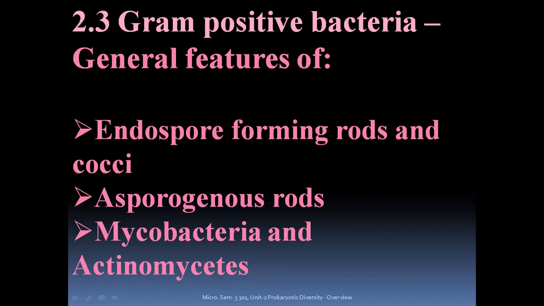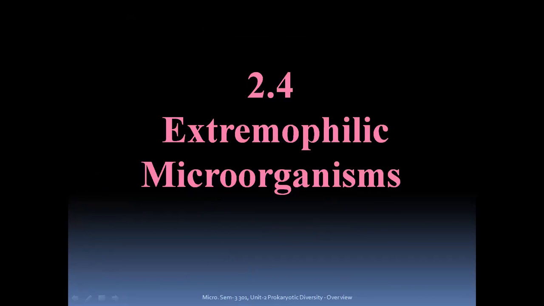Next, as we studied about gram-negative bacteria, we will be discussing gram-positive bacteria. Why are they gram-positive bacteria? They are forming endospores. So we will be studying endospore formers, rods and cocci, asporogenous rods, Mycobacteria and Actinomycetes. Next and last, we'll be studying about extremophilic microorganisms.